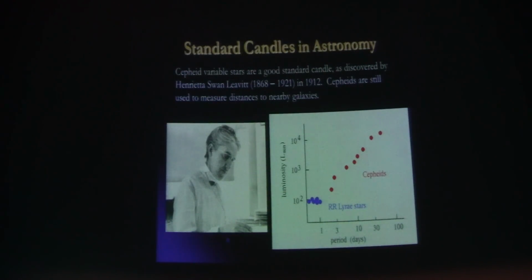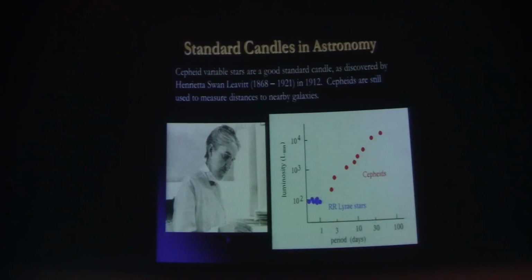Nature provides, as it turns out, several kinds of standard candles in astronomy. They're not as perfect as 100-watt light bulbs, namely they have certain dispersion. They're not all exactly the same luminosity, but they're pretty good. One very commonly used standard candle is called the Cepheid, named after a star in the constellation of Cepheus, and that star is variable and changes a certain way.